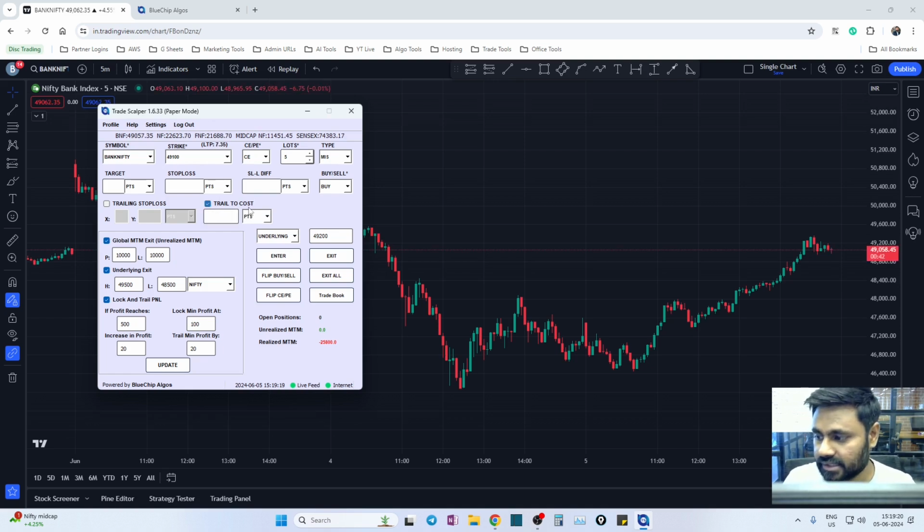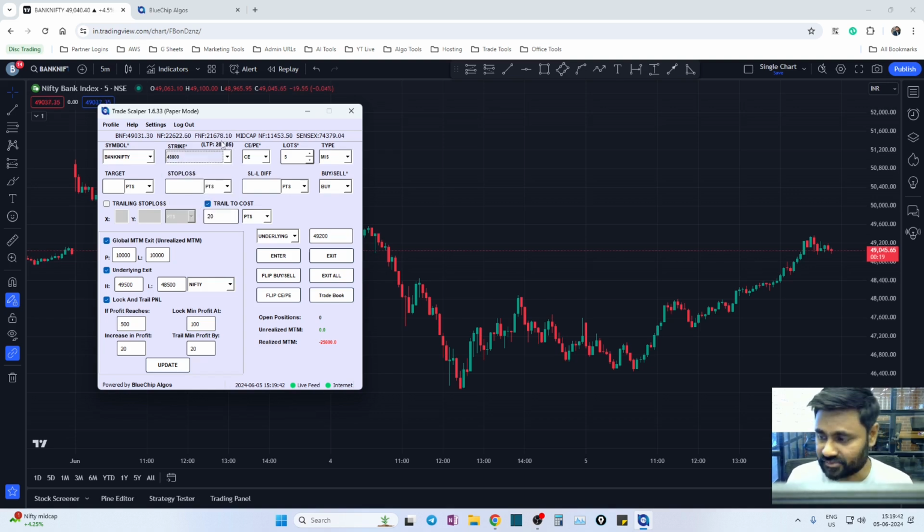And then the other thing is trail to cost. Trail to cost is also pretty simple, but very powerful. Even before entering into the trade, you can give it in points, MTM, or percentage. In terms of points, let's say you have given 20, and let's say you have entered into some Bank Nifty option which is at 300 rupees.